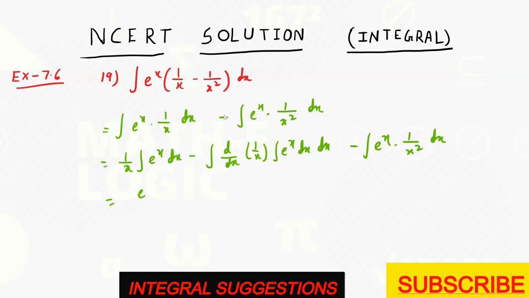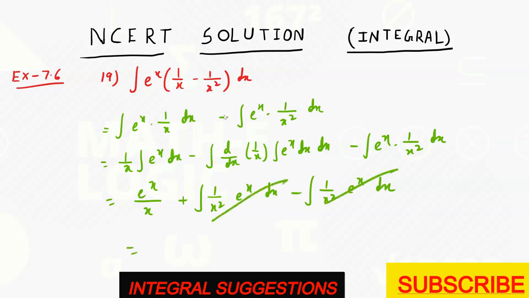So we get e to the power x by x minus the integral of d/dx of 1 by x, that is minus 1 by x square. So minus of minus, that is plus integral 1 by x square e to the power x dx, minus 1 by x square e to the power x dx. This one cancels out. So we get e to the power x by x plus c. That is the correct answer for this question.